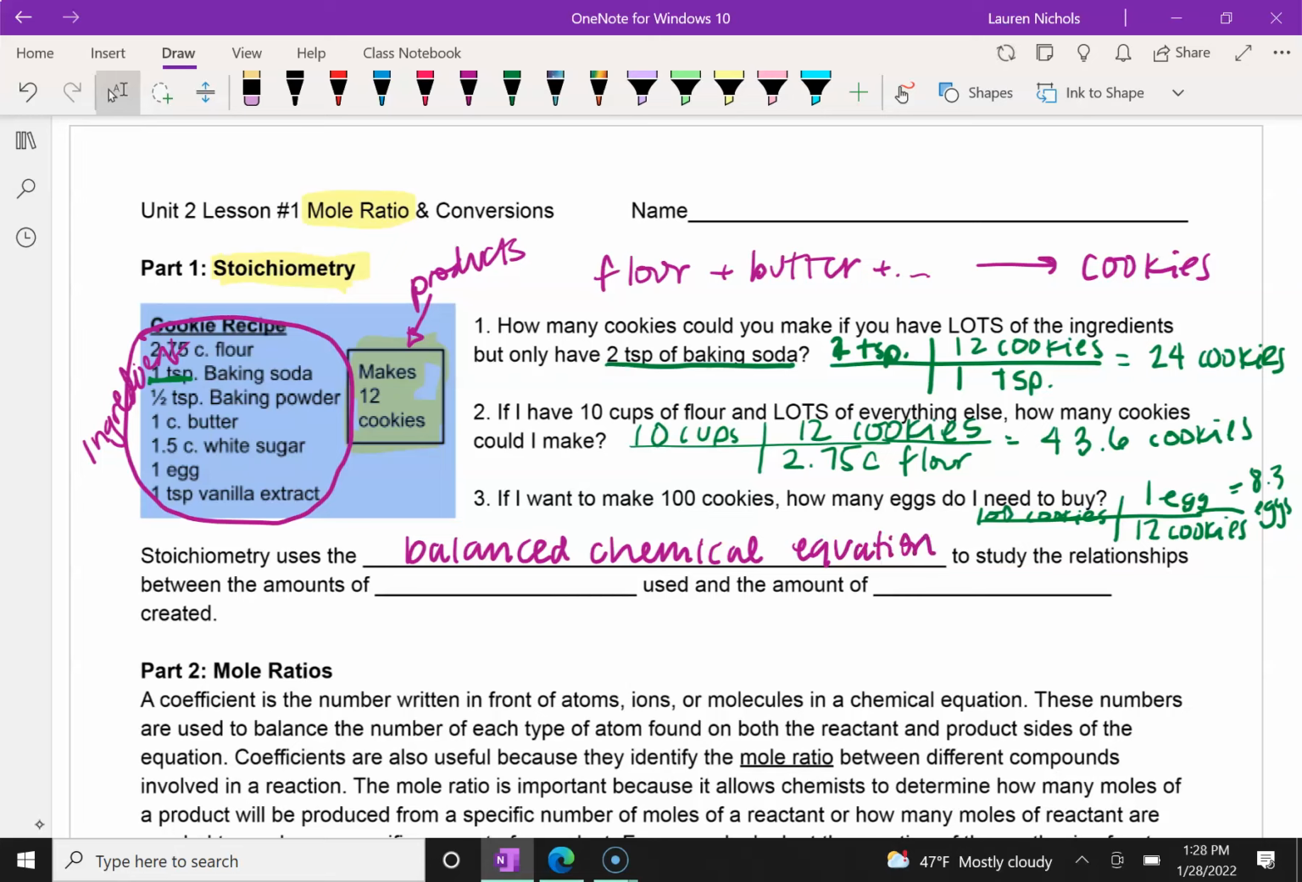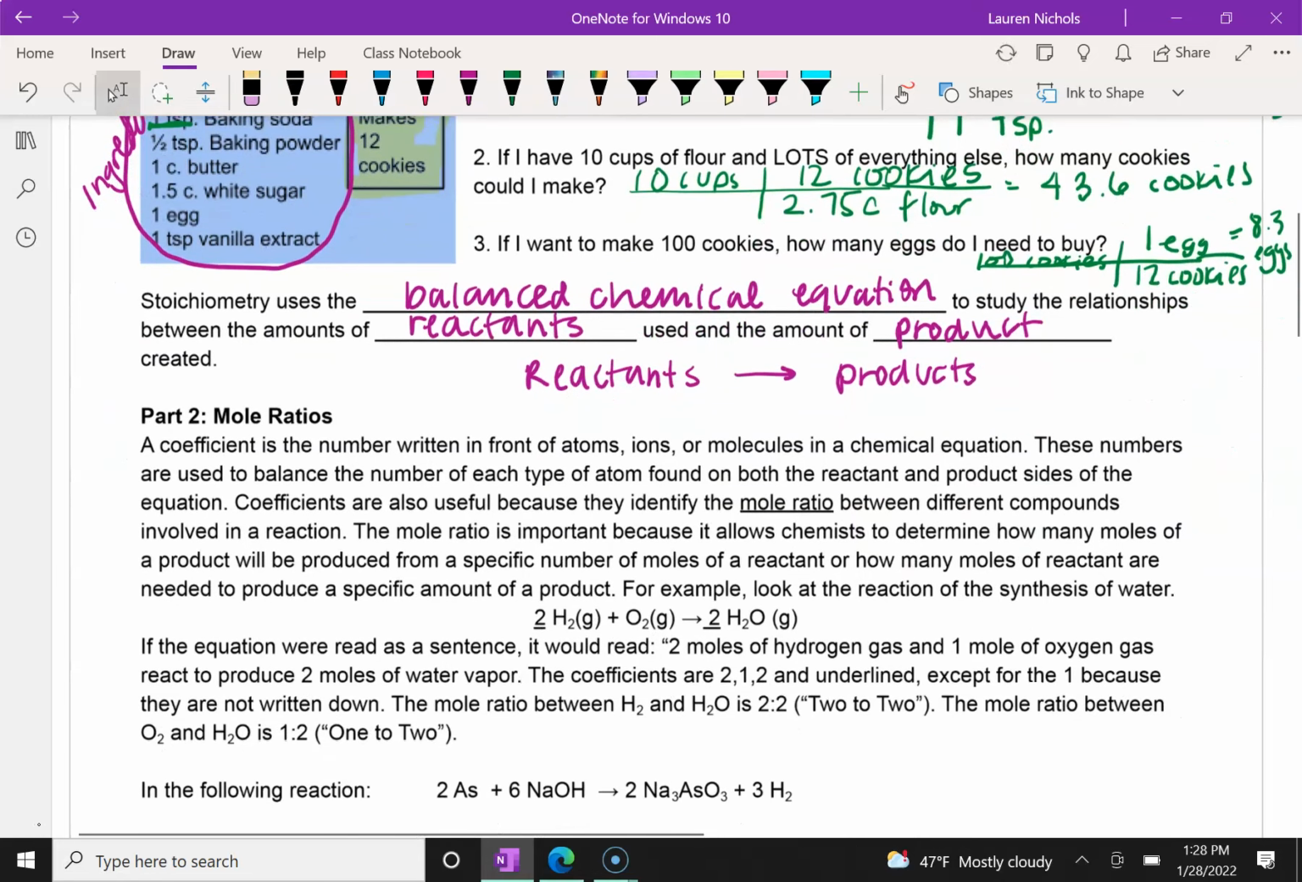Stoichiometry uses the balanced chemical equation of a reaction to study the relationships between the amount of your reactants that are used compared to the amount of product that is created. And so remember, when you have a chemical reaction, you always have your reactants and they produce your products. The products are on the right side of the arrow, your reactants are on the left side. And the way we can study these relationships is through their mole ratio.